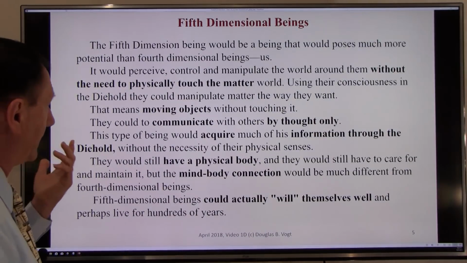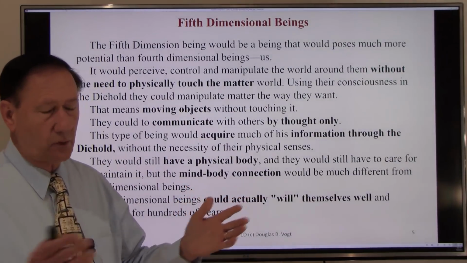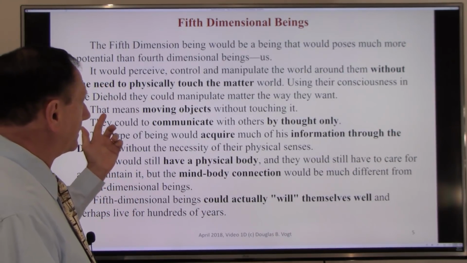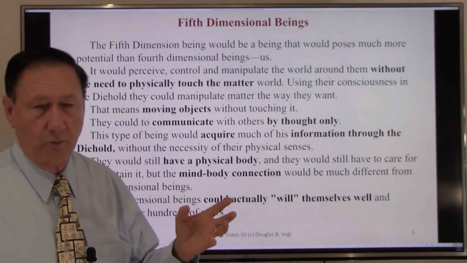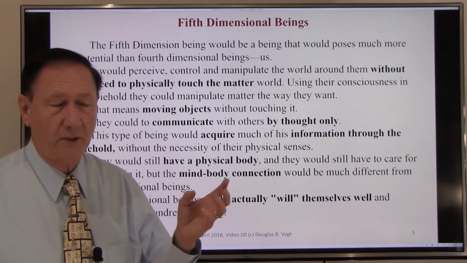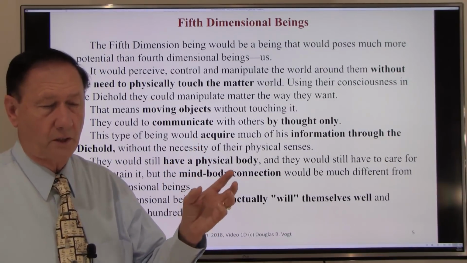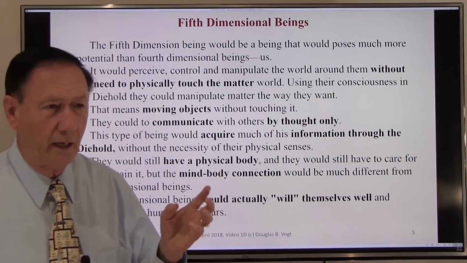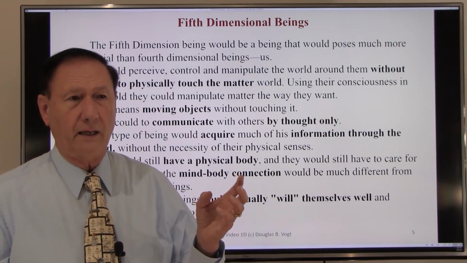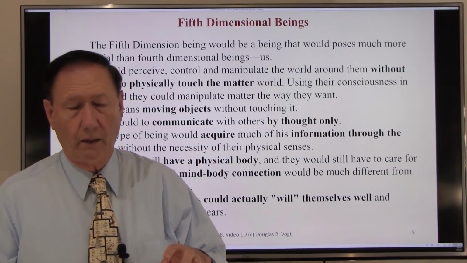Okay, the fifth dimensional beings. They're like an Uri Geller, but beyond it. And there are different examples or different stages of a fifth dimensional being. They wouldn't necessarily have to touch matter to move it. In other words, they'd use their mind and manipulate the information that makes up the matter in the Diehold to move its objects from point A to point B. In fact, I saw a Russian woman, back in the 70s, or was it the 60s, do that with a bunch of needles on a table, and they were moving around, and some other things.